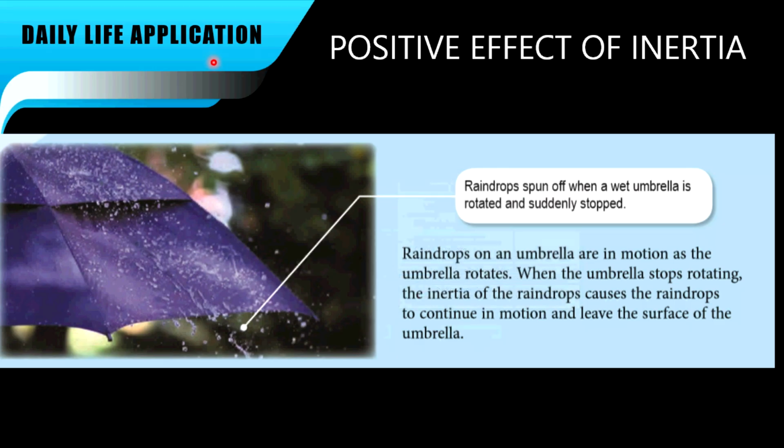Daily life application of inertia. How do you dry your umbrella? Some students normally rotate the umbrella and stop it suddenly. How do we explain that in terms of inertia? The raindrops on the umbrella are in motion as the umbrella rotates. When the umbrella stops rotating, the inertia of the raindrops will continue their motion and leave the surface of the umbrella, hence the umbrella will dry.